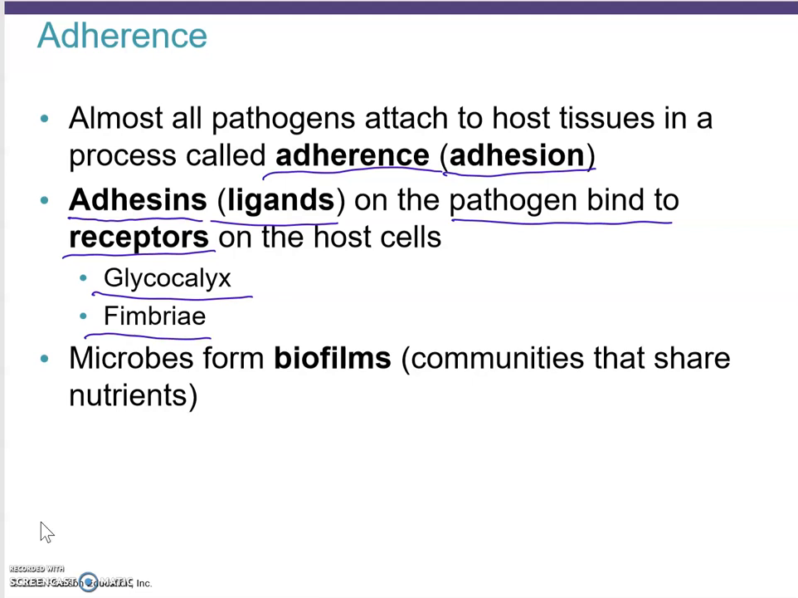So these adhesins or ligands on the pathogen could be found on the glycocalyx of the pathogen, or also sometimes on the fimbriae and other surface structures of the pathogen itself. Some microbes form what's called biofilms. These are communities of bacteria, basically masses of bacteria. They share nutrients, and they form layers where the outer layers are exposed maybe to something, but the inner layers of pathogens are shielded from any kind of problem, and so they can live there. Biofilms, a good example would be the plaque on your teeth.